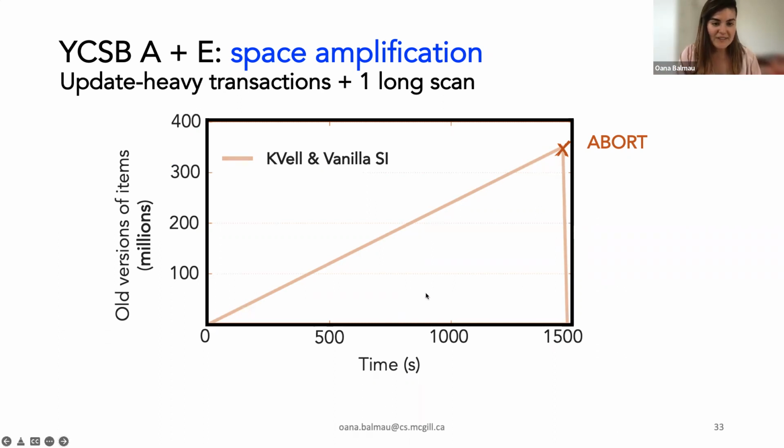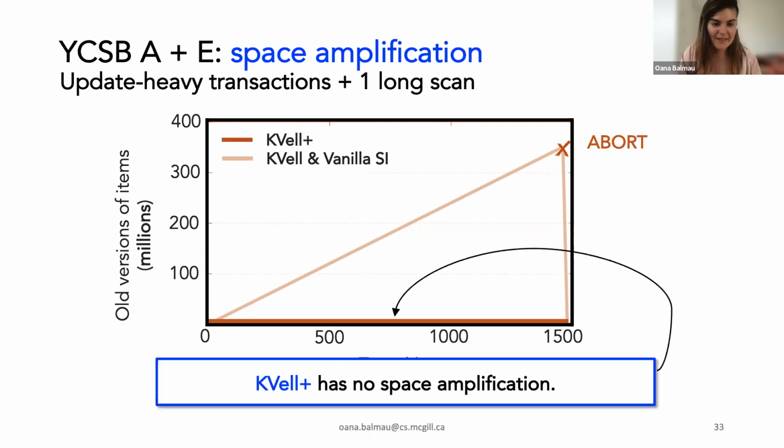So this is the plot that I showed before with the time on the x-axis and number of old item versions in the millions for KVell with vanilla snapshot isolation. It's the scan that didn't manage to finish because we ran out of space. At the same time, in the OLCP KVell version, we can delete items immediately, so we have almost no space amplification for this kind of workload.